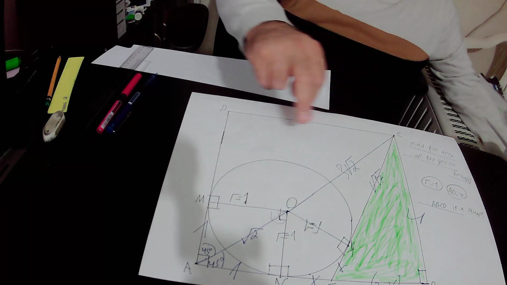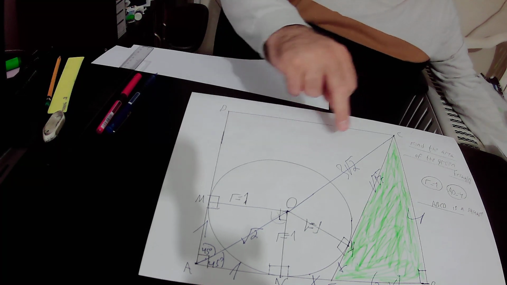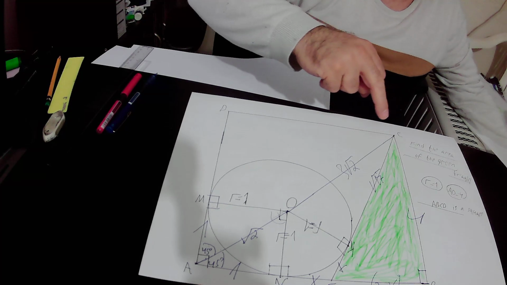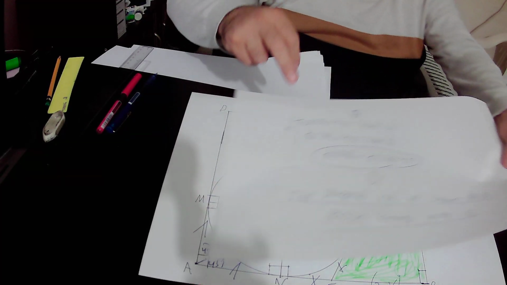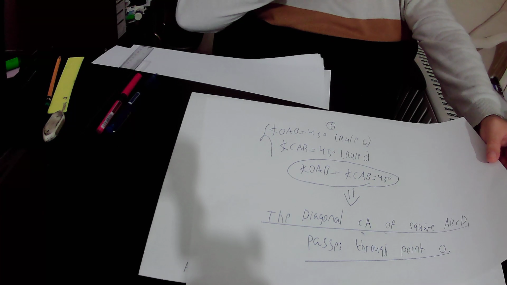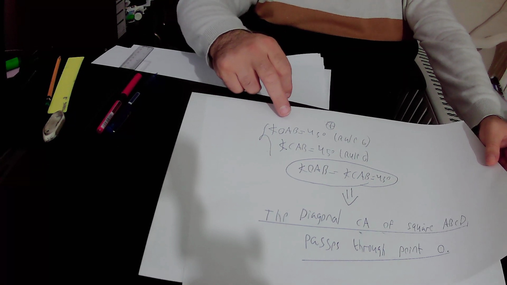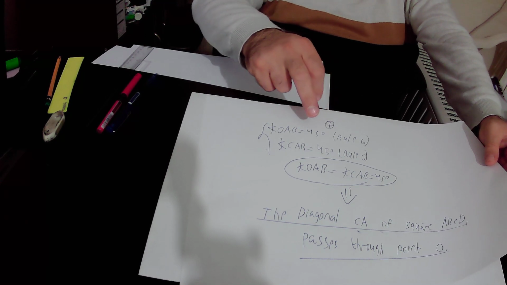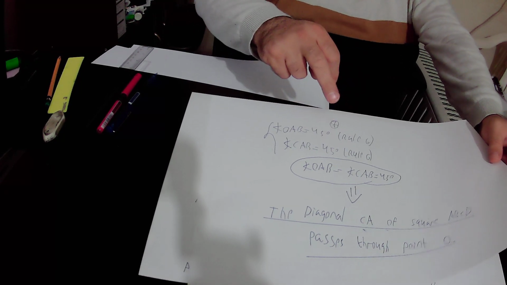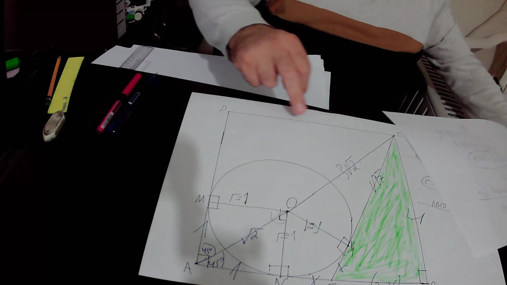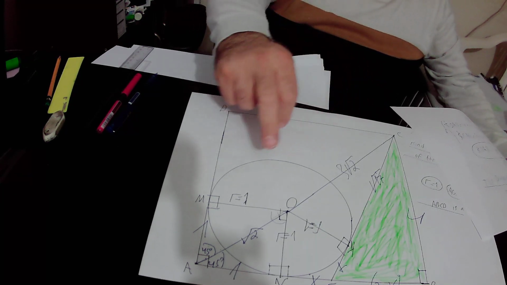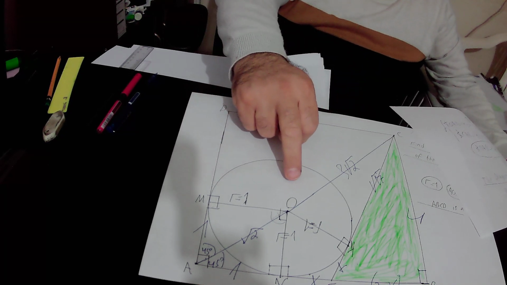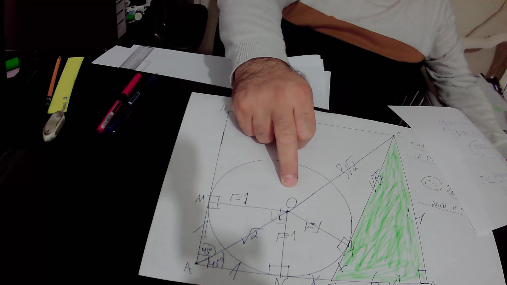Likewise in square ABCD, the diagonal CA bisects this angle into two angles of 45 degrees. That is to say angle CAB equals 45 degrees according to rule number 6. So angle OAB equals angle CAB because both of them are equal to 45 degrees, and because those two angles are equal to each other, we will derive that diagonal CA must pass through point O. Okay?